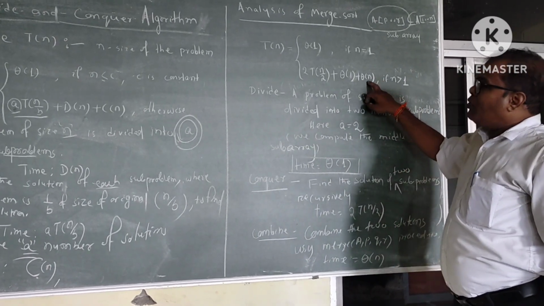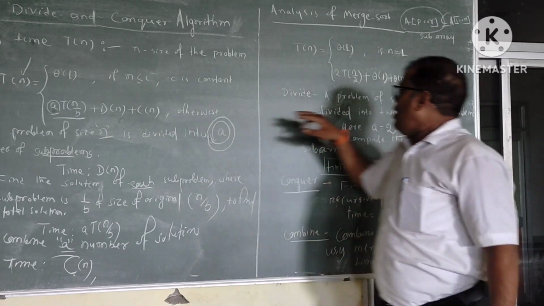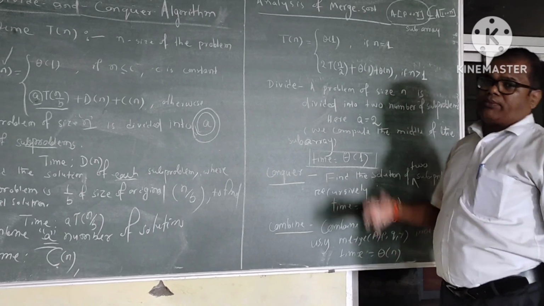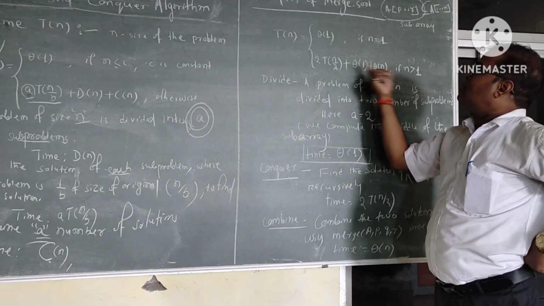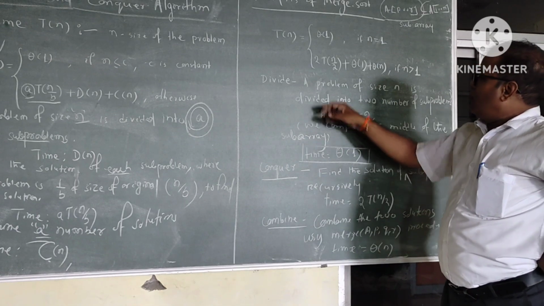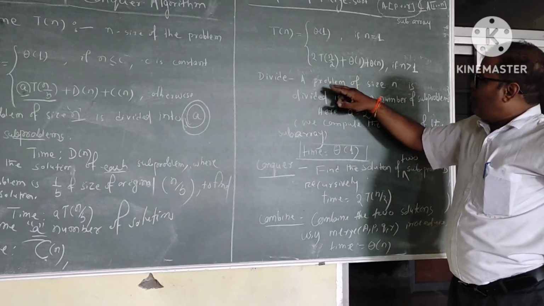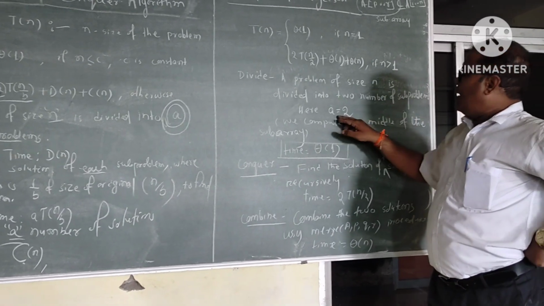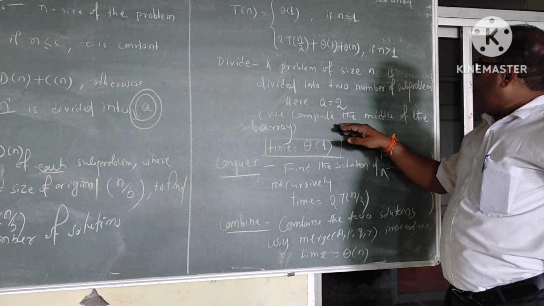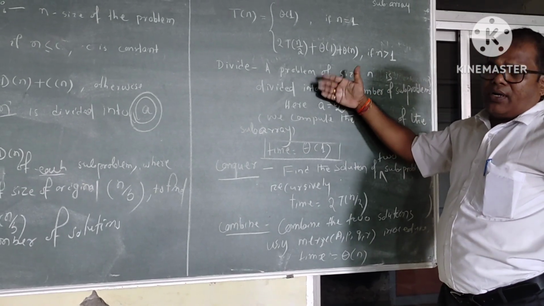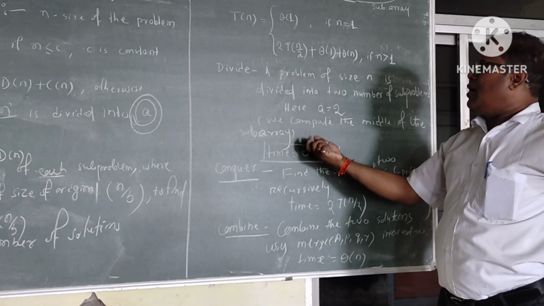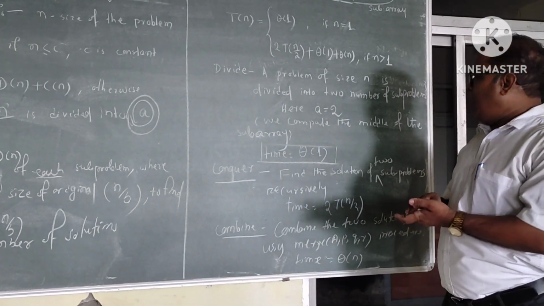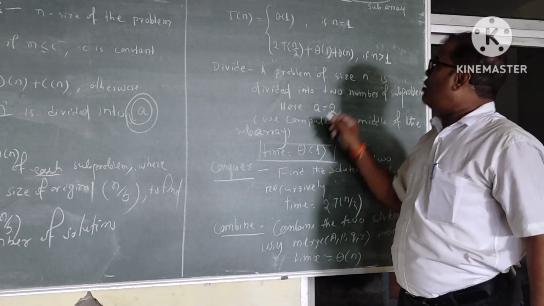Plus the time to combine the solution, that is called theta. Let us see a textual explanation of each and every component of this time analysis. Now, what exactly did we do here? A problem of size n is divided into two problems. Here a is equal to 2. What exactly do we divide, and what is the time required? We compute the middle of the subarray. You might have remembered this when finding the middle of the subarray.